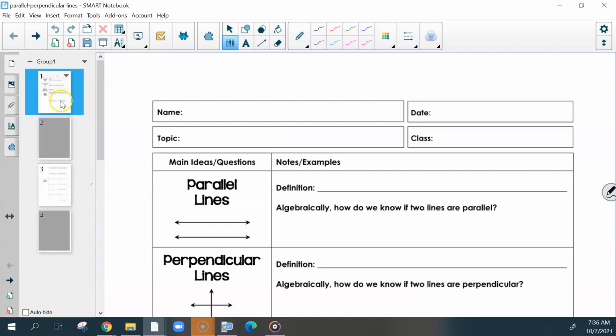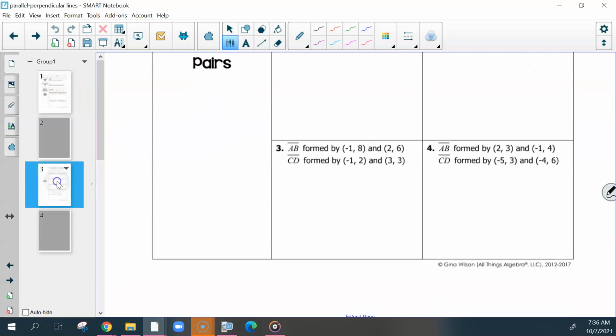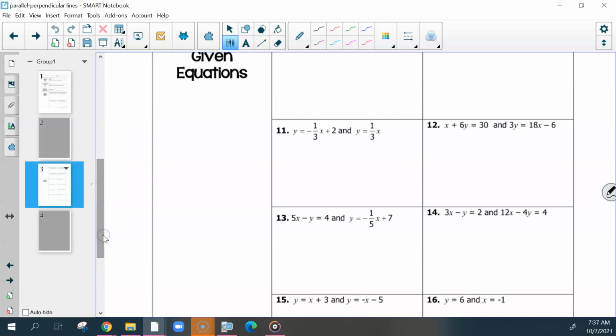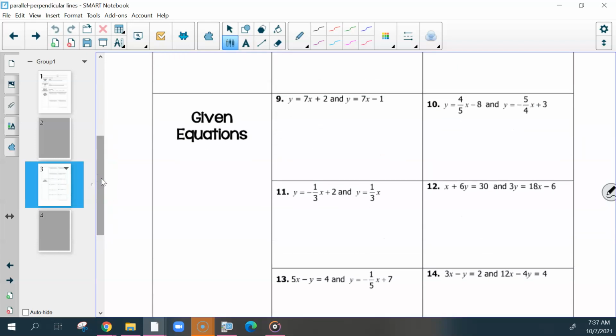Ordered pairs, when given ordered pairs examples. Today we're going to continue with the given equations. So for those, and you may have started those already, but if they're in slope-intercept form, you just have to look at the slope and compare them.